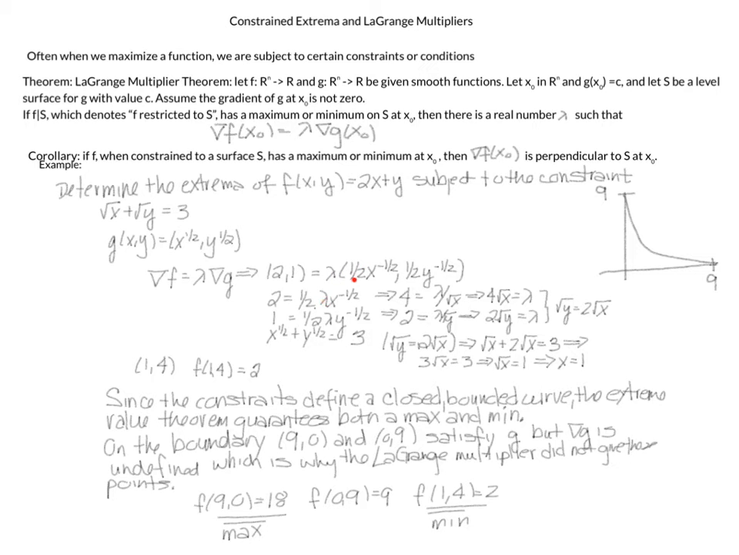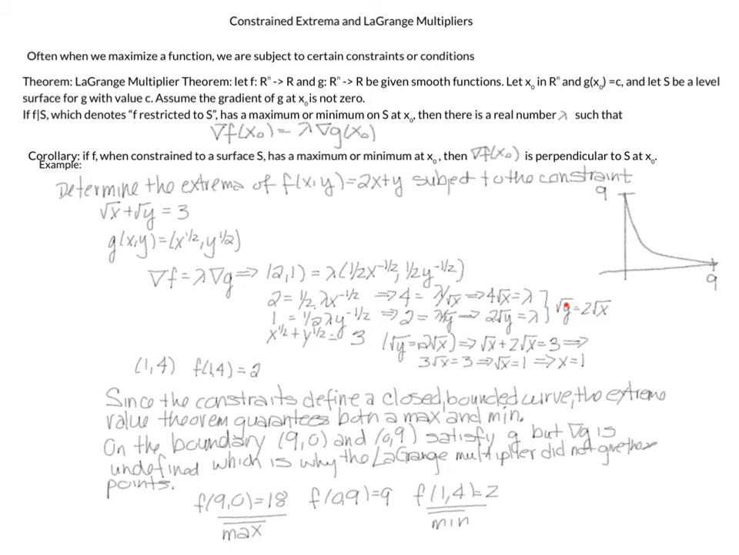2 is equal to lambda 1/2 x to the minus 1/2, and 1 is equal to lambda 1/2 y to the minus 1/2. And then we put our constraint in at the bottom as our last equation. So we have 3 equations, 3 unknowns. You can see I multiplied the 4 over, and I have lambda over square root of 4. So then multiplying both sides, I get 4 square root of x is equal to lambda. Similarly here, I get 2 square root of y is equal to lambda.